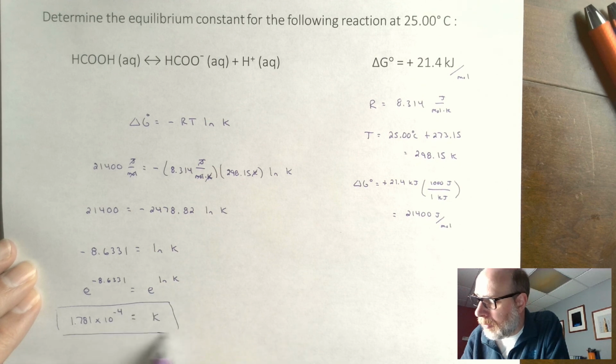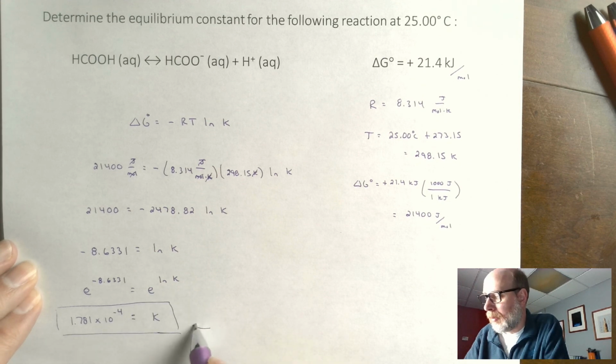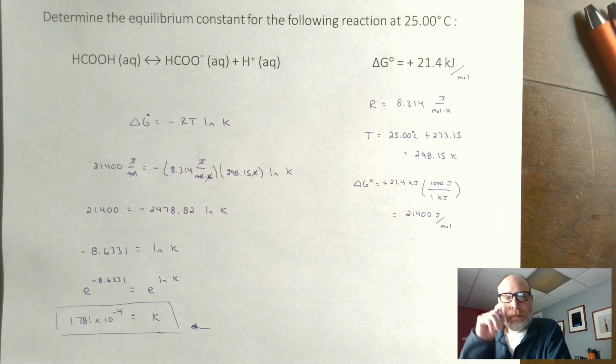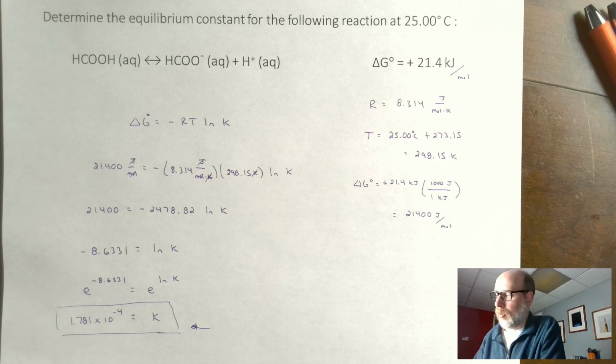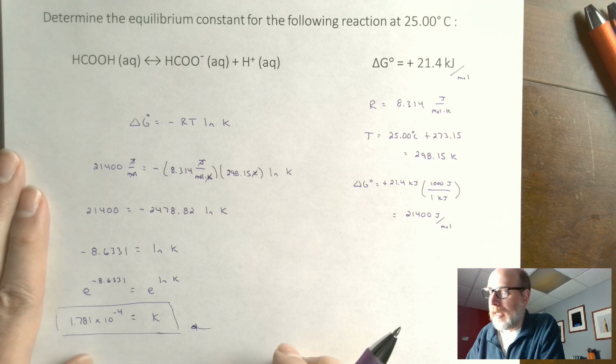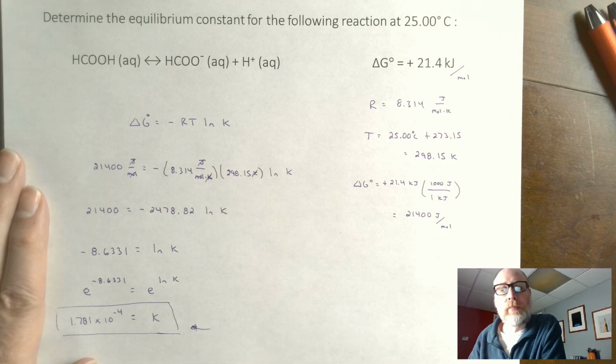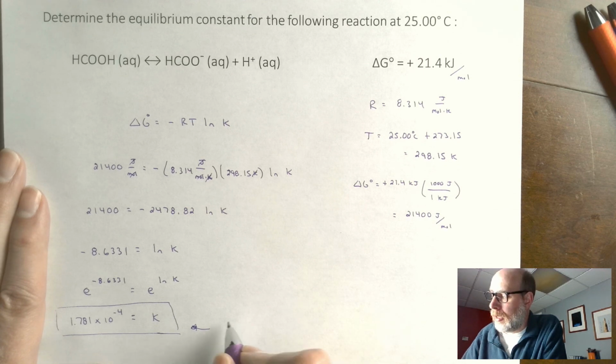Now, it'd be nice to think about what that equilibrium constant actually means. So we have an equilibrium constant here that's very small. So would that mean we would have more reactants or more products when we get to equilibrium? I'll let you think about that for a second. And it means we have fewer products.